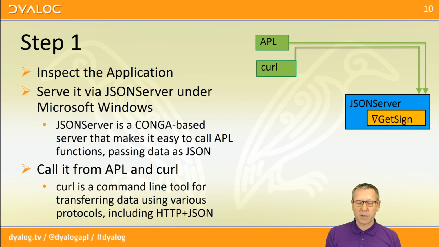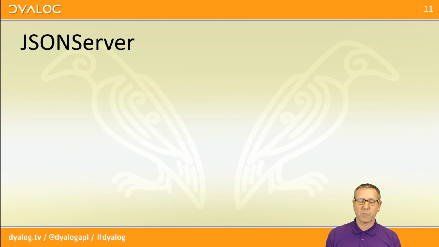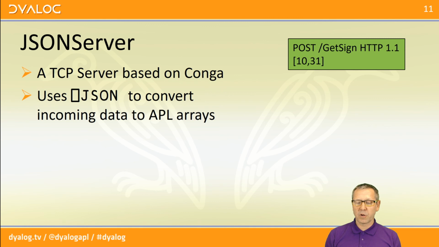Let's call it from APL. Serve it up with the JSON server, starting under Microsoft Windows, call it from APL and curl. JSON Server, as I said, is a TCP server based on Dyalog's Conga tool, which is included with Dyalog APL. What it does is it receives messages like the stuff in the little green box up at the top. That's a slightly simplified HTTP POST.